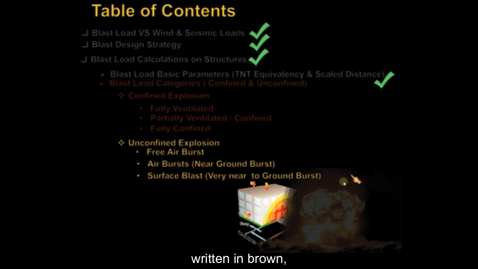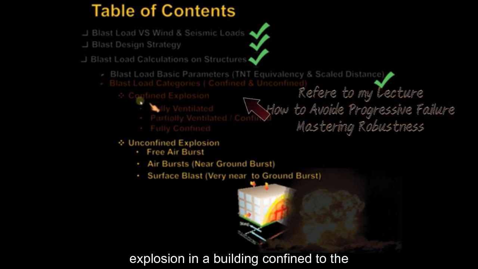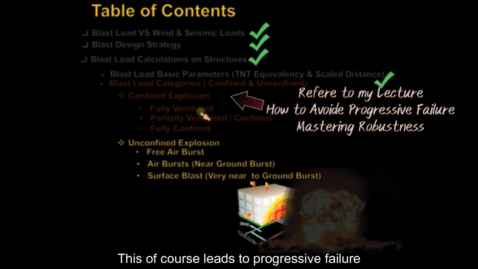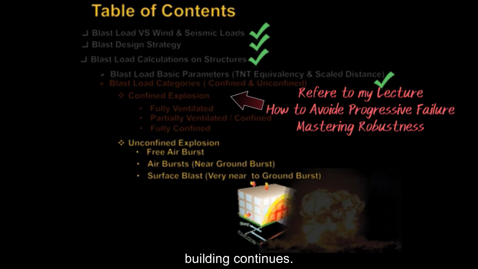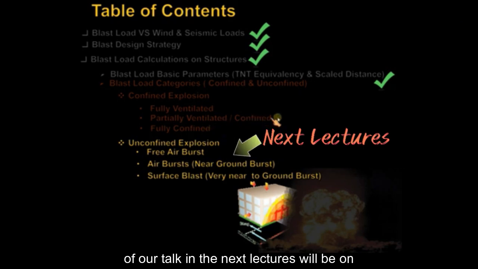But for the subject written in brown, which is the confined explosion, in a building confined to the load inside, this, of course, leads to progressive failure and so on. So we will talk about how to avoid progressive failure or progressive collapse of any building, how the building continues. This is something called robustness. We will talk about it in detail. But the focus of our talk in the next lectures will be on the unconfined explosion.